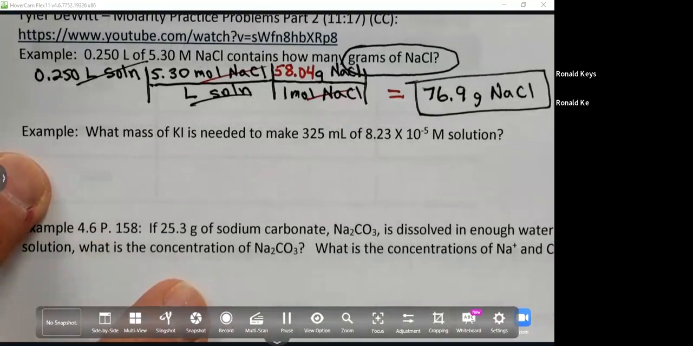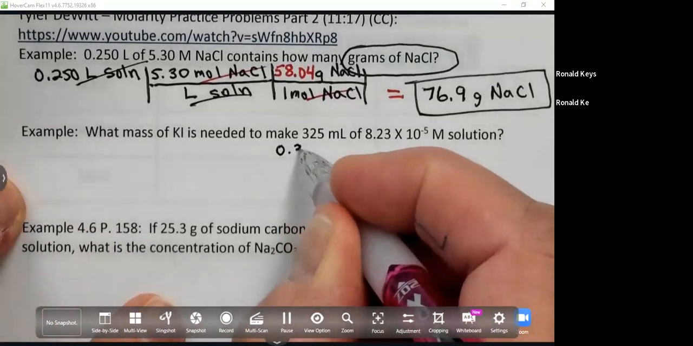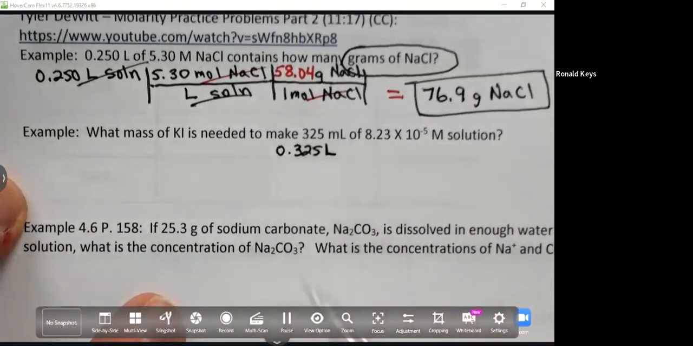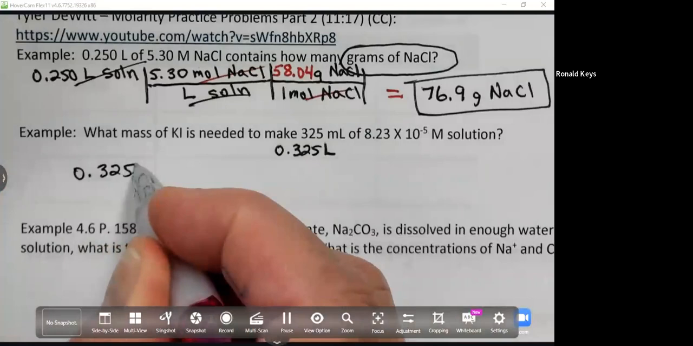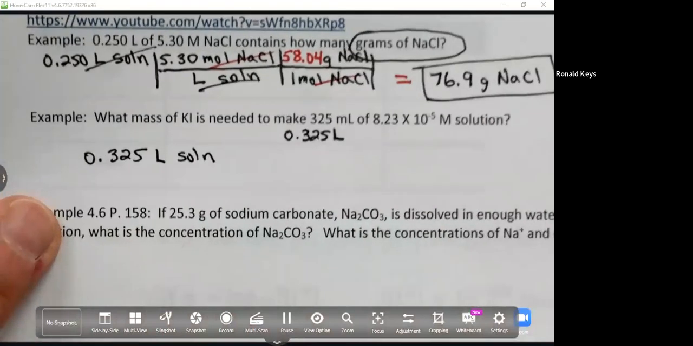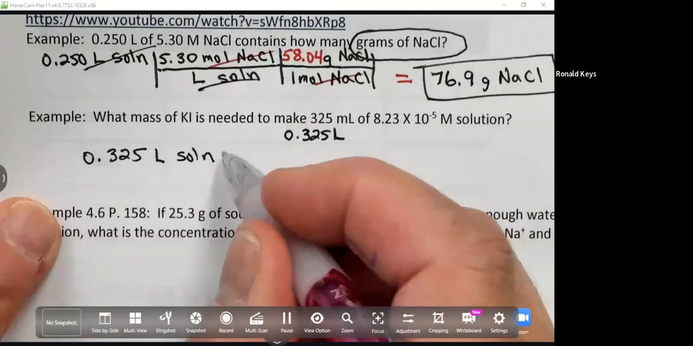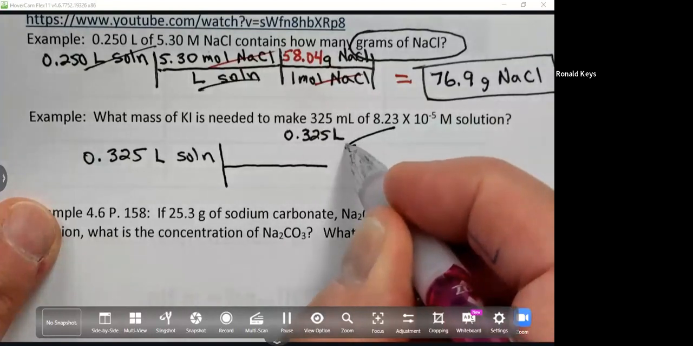The next problem is pretty much exactly the same thing. I need to do a better example. This is 0.325 liters, right? 325 milliliters, 0.325 liters. So I'm going to start with 0.325 liters of solution. I know that this is moles over liters. I'm going to bring this down as is. I'm not going to flip it.